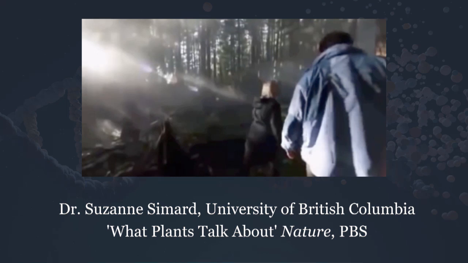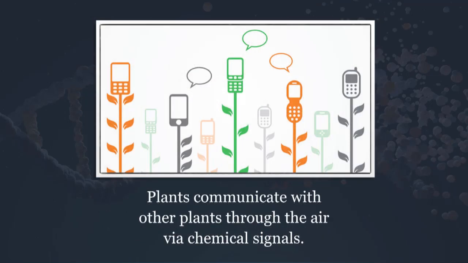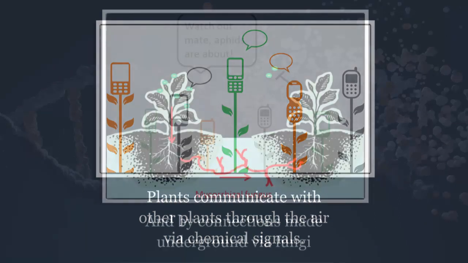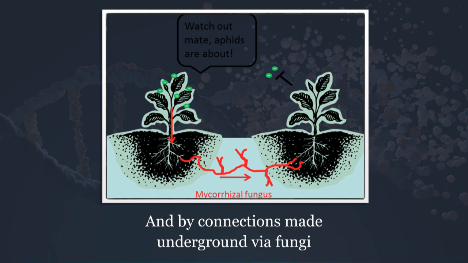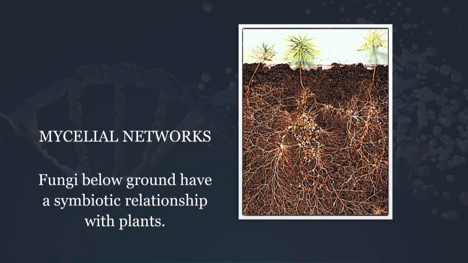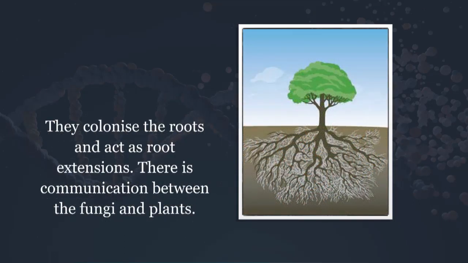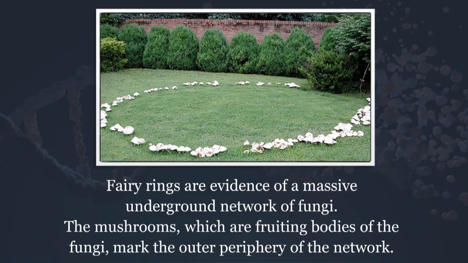Let me help us understand this. Plants communicate with other plants using chemical signals that are going through the air at all times. And underneath the ground, they have fungi that connect as well. Mycelial networks. Fungi below the ground have a symbiotic relationship with plants. They colonize the roots and act as root extensions. There's communication between the fungi and the plants. Fairy rings are evidence of a massive underground network of fungi. The mushrooms, which are fruiting bodies of the fungi, mark the outer periphery of the network.